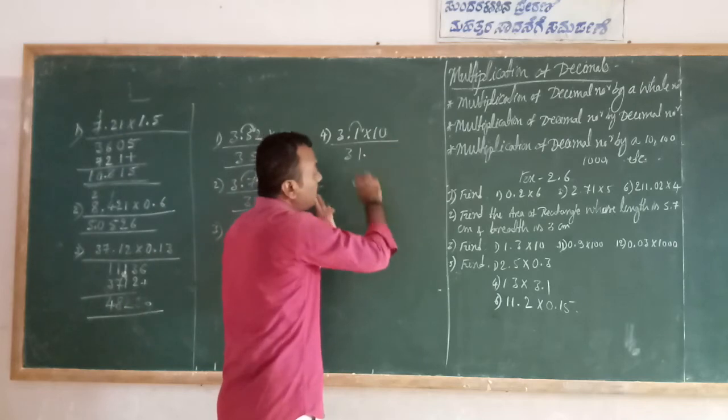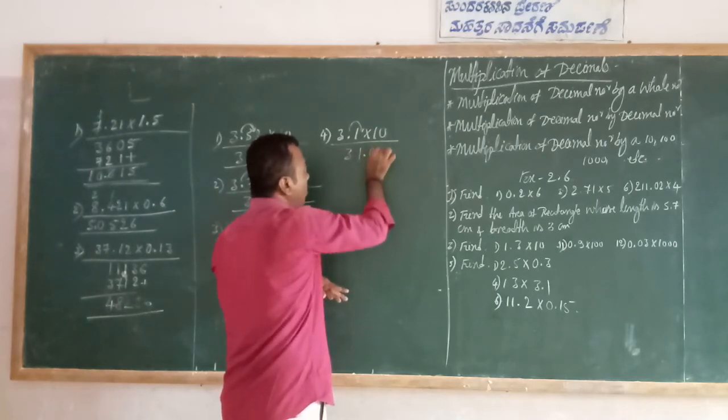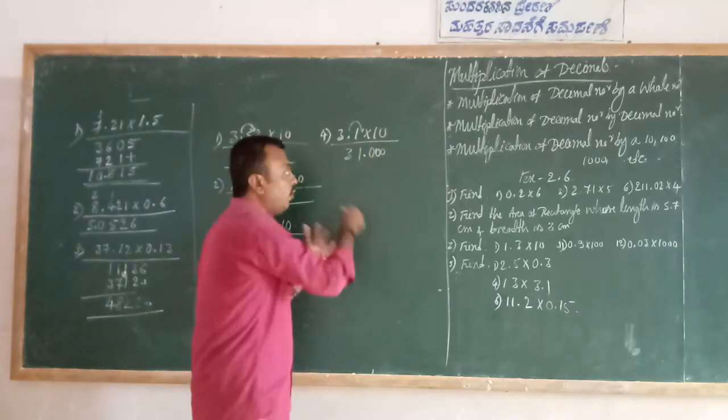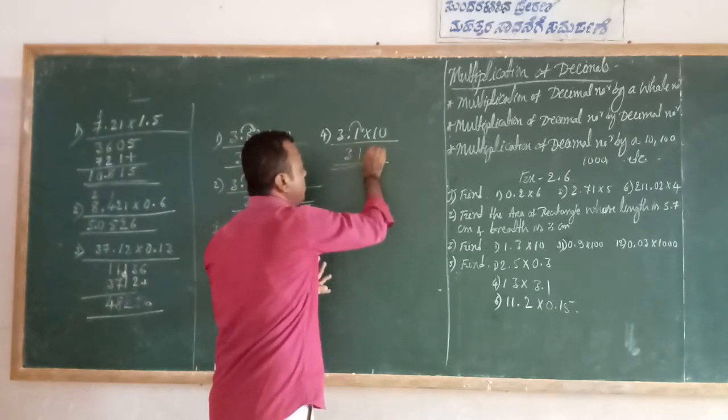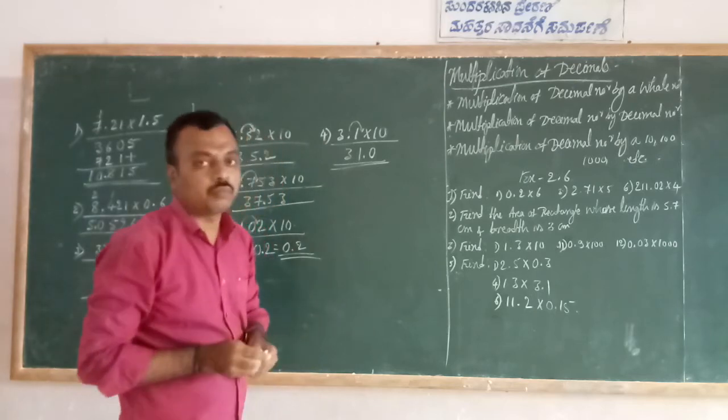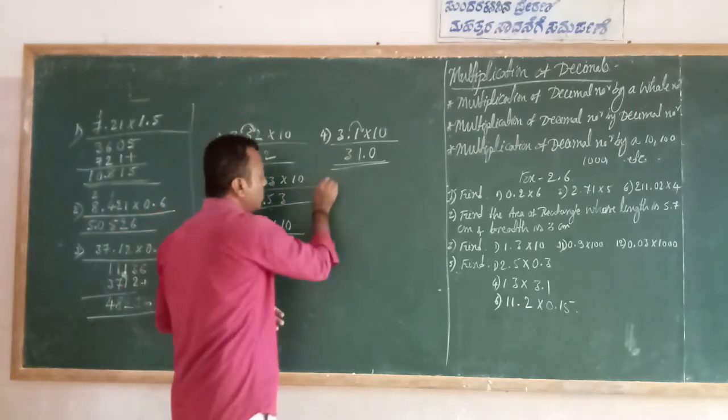After that, nothing is there, which means 0 is there. How many 0s? An infinite number of 0s. If you do not write this, nothing will happen. So 31 is the answer. So 31.0, otherwise 31, no problem. Both are the same. So, next one.